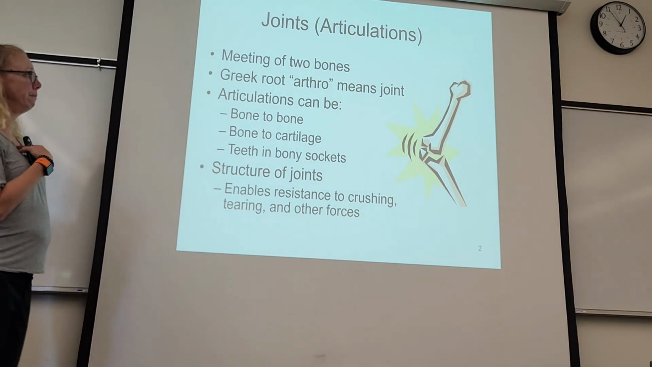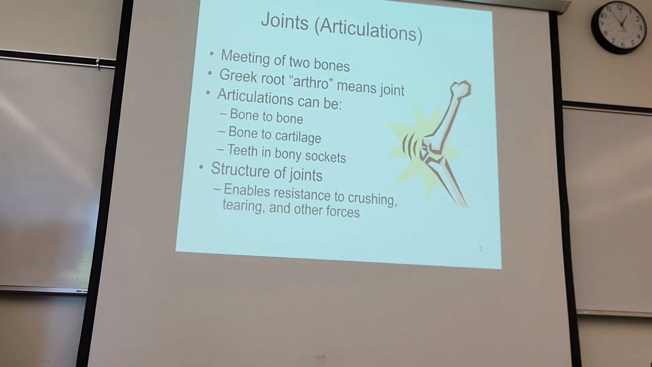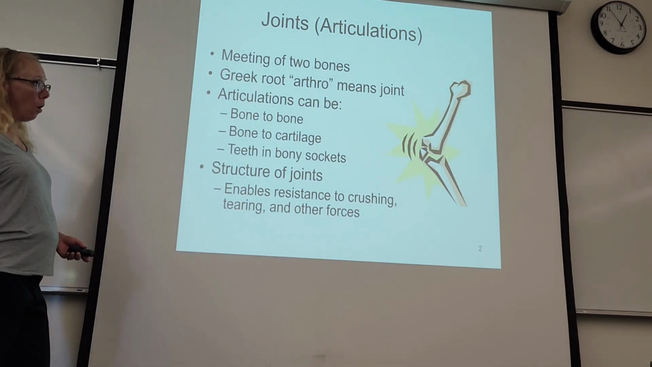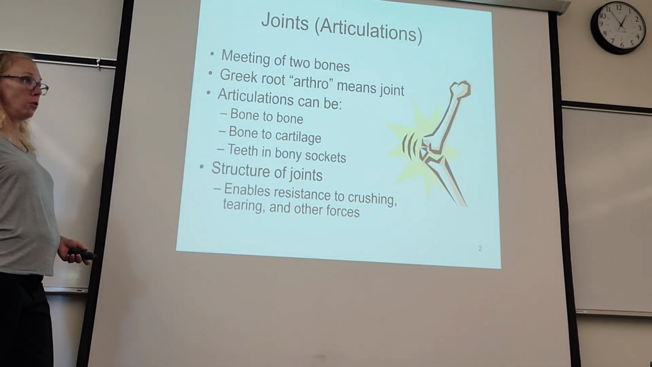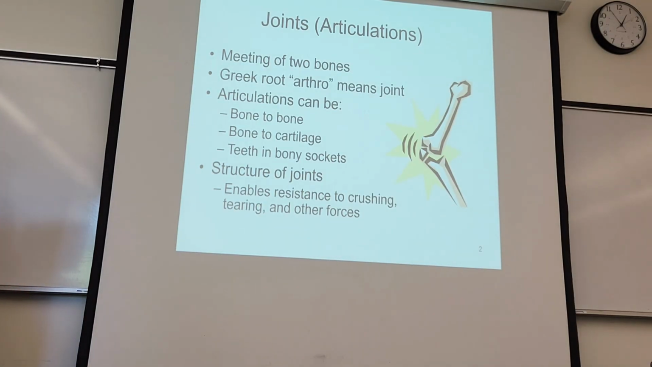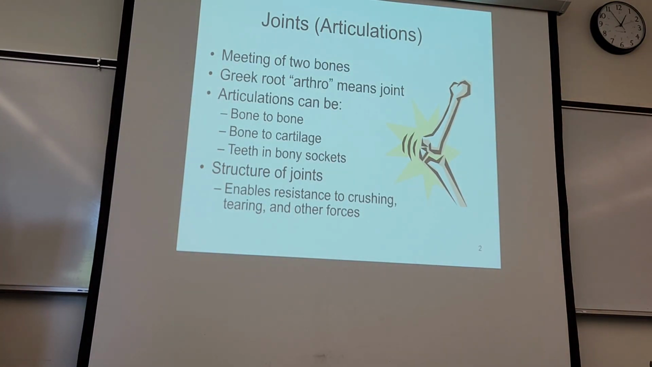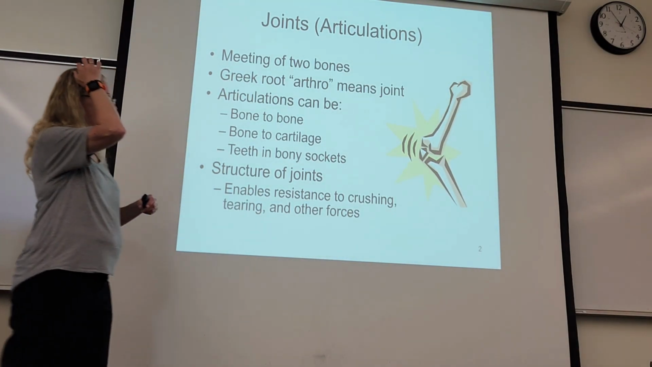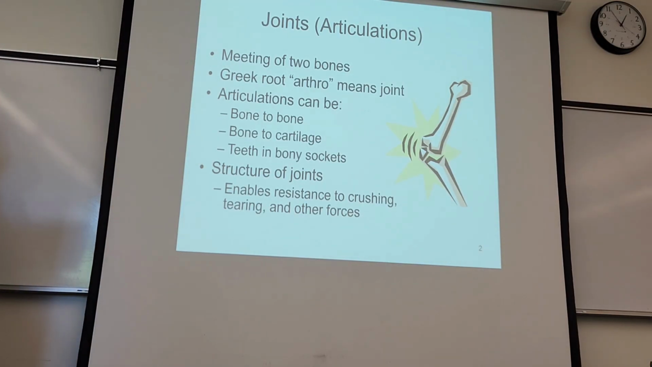a joint. So joints or articulations can be either bone to bone, they can be bone to cartilage, which most of them are, or the third and most unique form is your teeth in your bony sockets. So those are joints, but they have a special name and they're only found in the mouth. So we'll go over that. So joints are designed to resist crushing, tearing, and other forces, but because joints is where movement is created, that sets joints up for an increased susceptibility to wear and tear and decline.